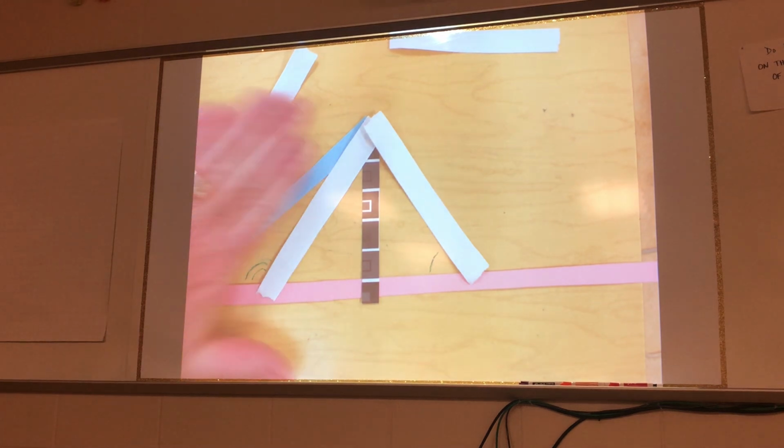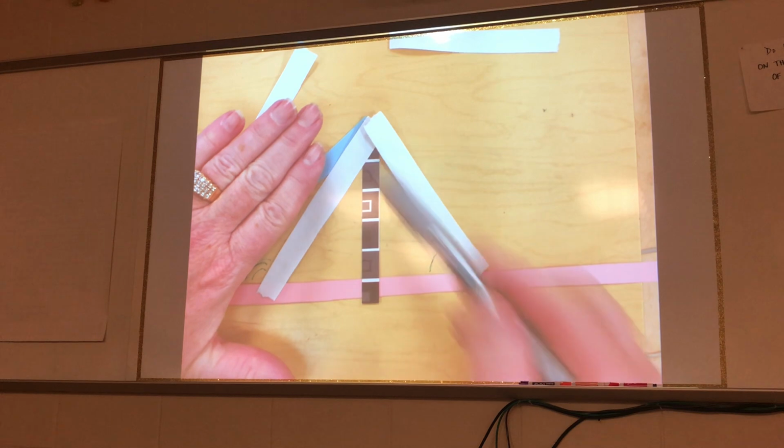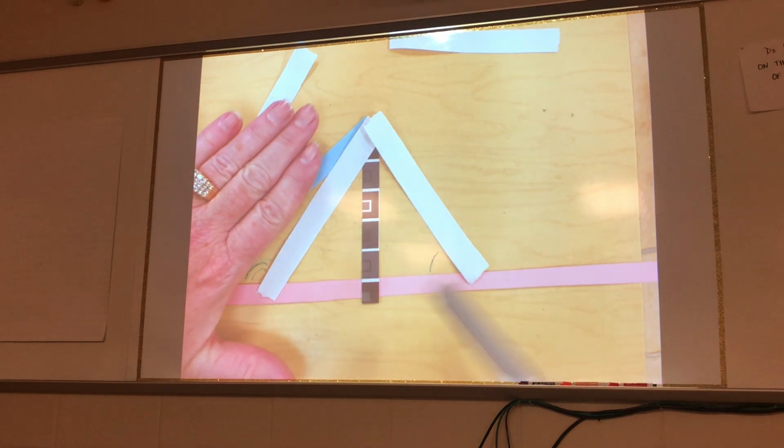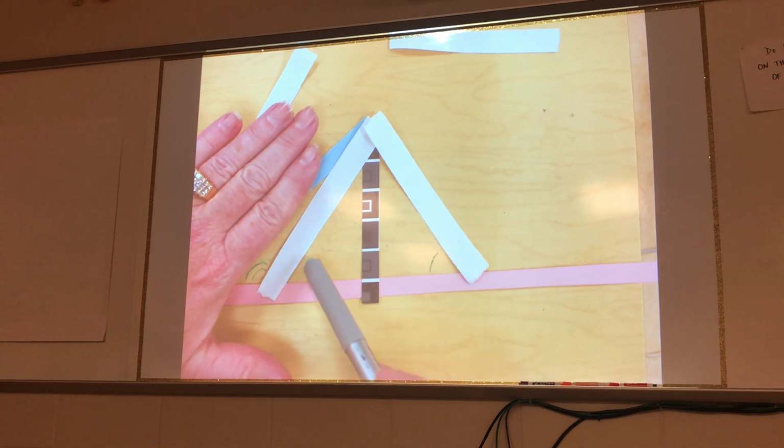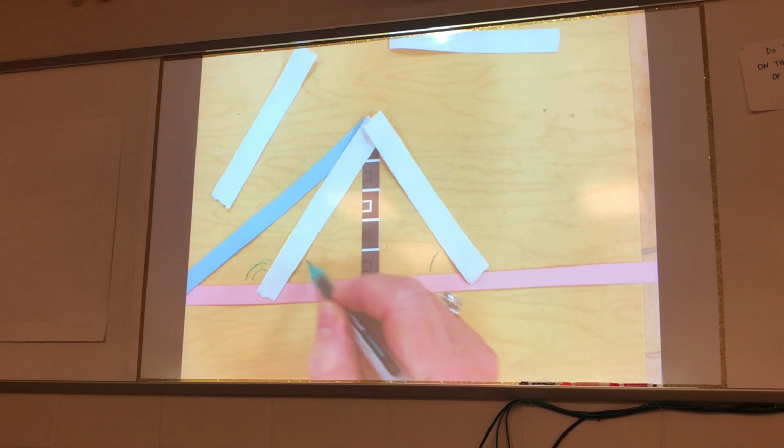So pretend that you're only looking at the pink and white triangle, this one right here, okay? What do you know about these two sides? Equal. They're equal, y'all. They are the same piece of paper, supposedly. All right? So they are the same. So if these two sides are the same, what do you know about these two angles? Same. So this angle is congruent to this angle, right?